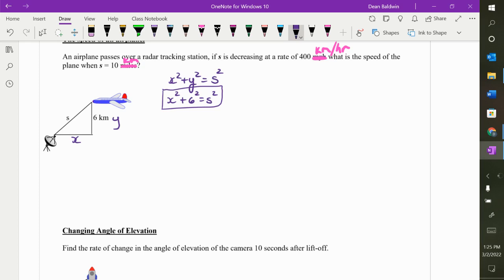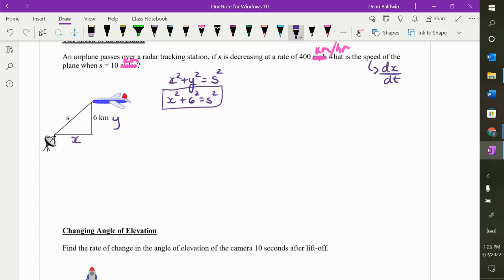So what is going to represent speed? It's going to be something over dt. What over dt? dx, not ds. If you're in a plane flying, your speed is always relative to the ground, right? So it's dx over dt. That's what I want to know.